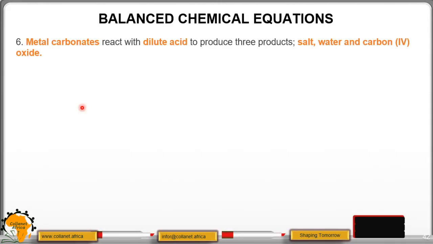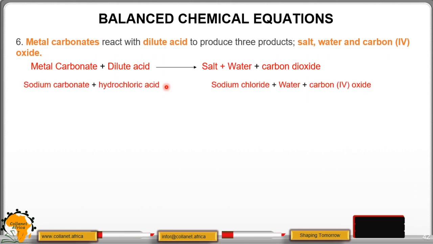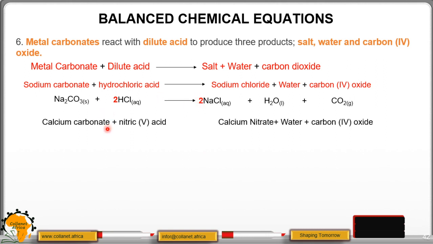And we have metal carbonate reacting with hydrochloric acid to produce three products. We have salt, water, and carbon dioxide. Example, we have sodium carbonate and hydrochloric acid. They produce sodium chloride, then they produce water and carbon dioxide. Here we have sodium carbonate plus HCl, you get sodium chloride and water plus carbon dioxide. So you balance by placing the 2 here. Then calcium carbonate plus nitric acid to form calcium nitrate plus water and carbon dioxide. So you place 2 here to get it balanced.